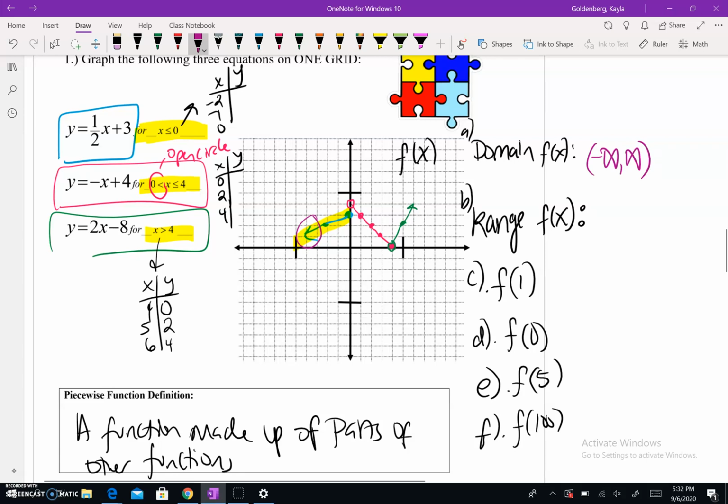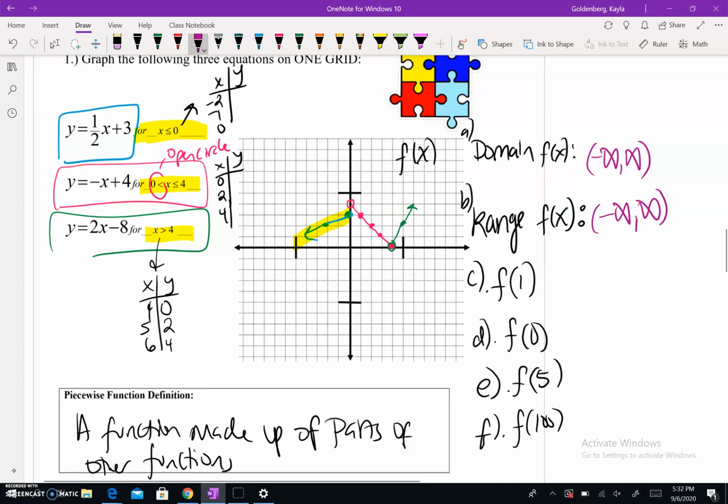So my domain is everything. I'm allowed to plug in any number. My range, I'm also seeing the arrow that's going up, right? And the arrow that's going down to the left. So that means that unless there's any issues in between, it also will be all numbers, right? Notice as I look between these numbers, I do have points for every single y value. So it is actually negative to positive infinity.